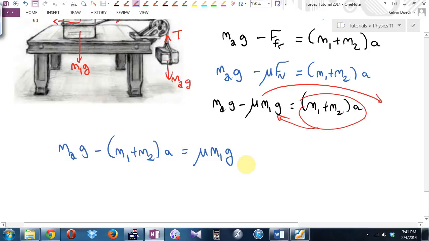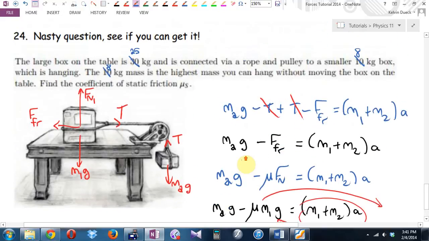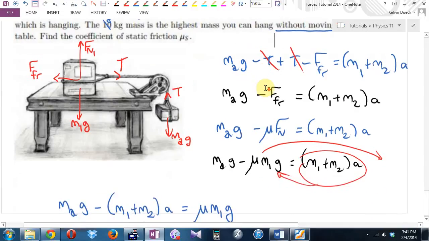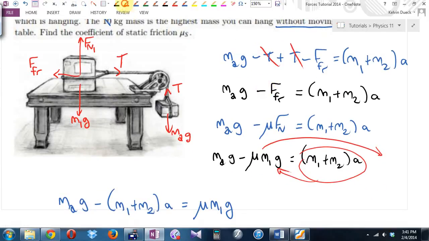This is the generic, would-handle-anything equation, but this question is specific. It says, without moving. What does that mean? No acceleration. That means that this here is zero. In fact, I probably could have canceled that out earlier. But what's 0 times 10? What's 0 times a million? What's 0 times a bracket? Still zero.